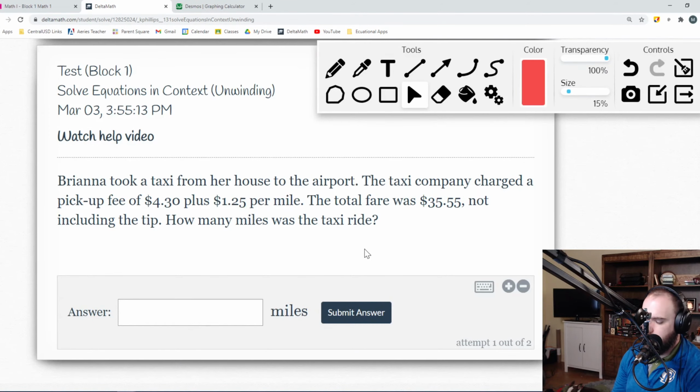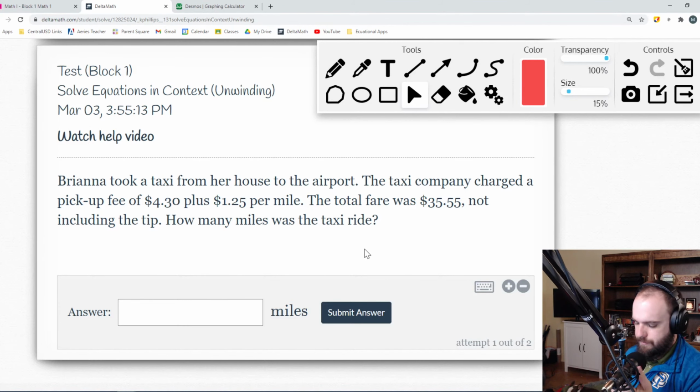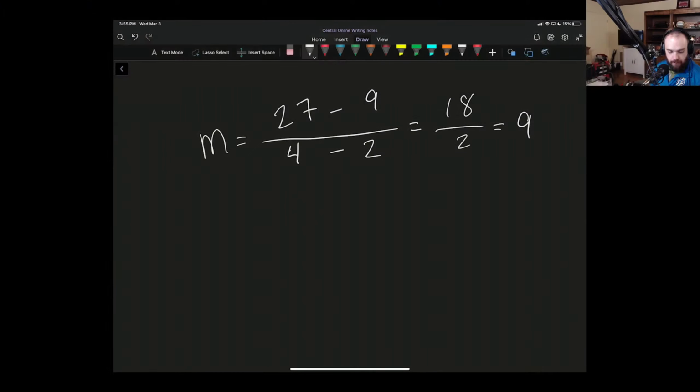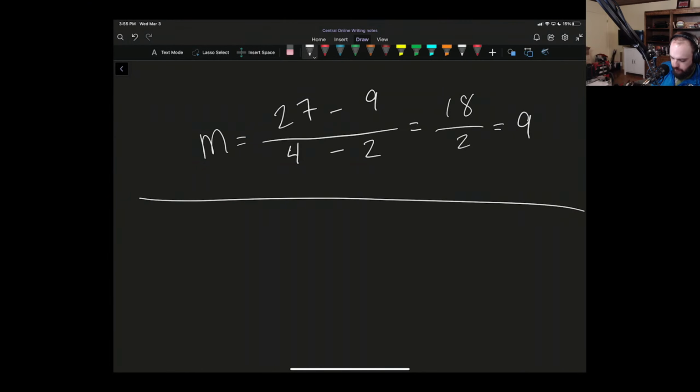All right, so we need to first write an equation. So let's go ahead and do this on my iPad. Remember, we were given a couple numbers, right? So I'm just going to read it. Brianna took a taxi from her house to the airport. The taxi company charged a pickup fee of $4.30 plus $1.25 per mile. The total fare was $35.55. All right, so let's start with that. Our total fare is going to be $35.55.